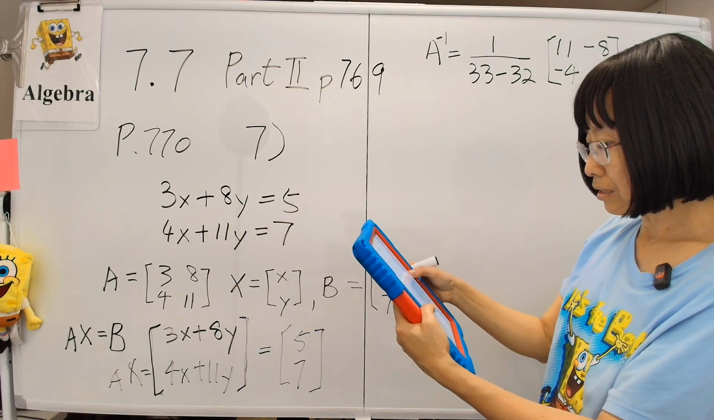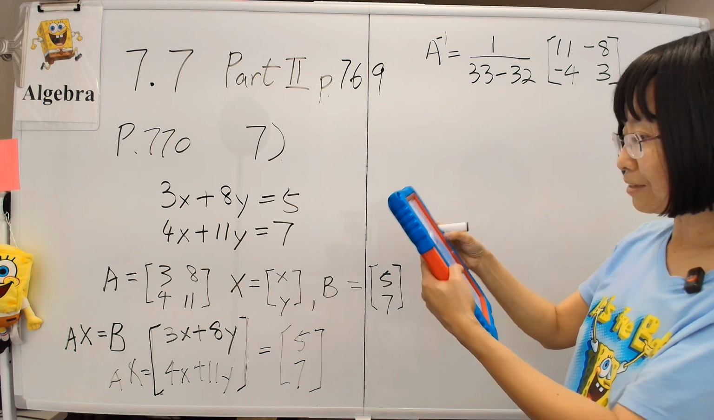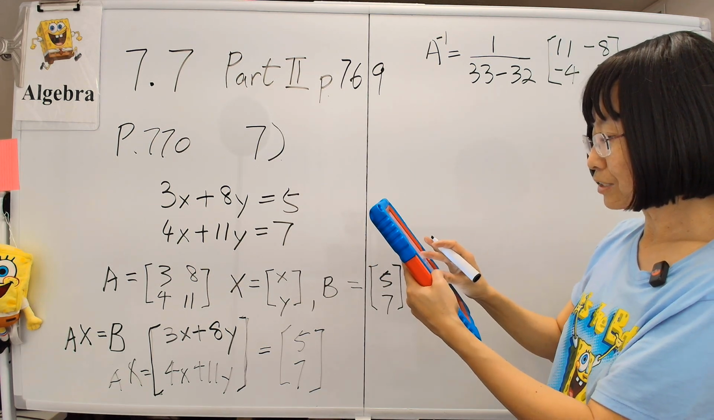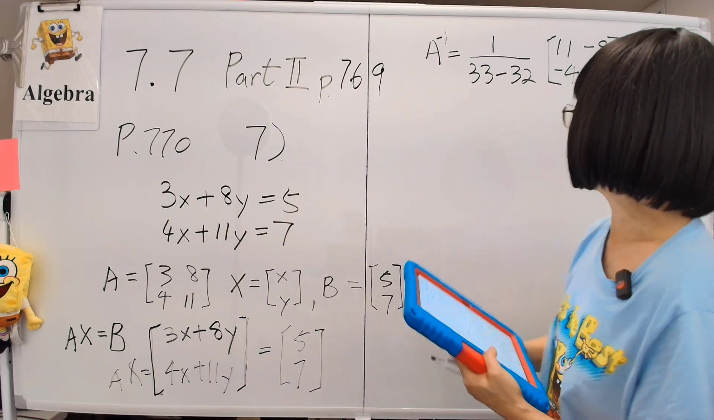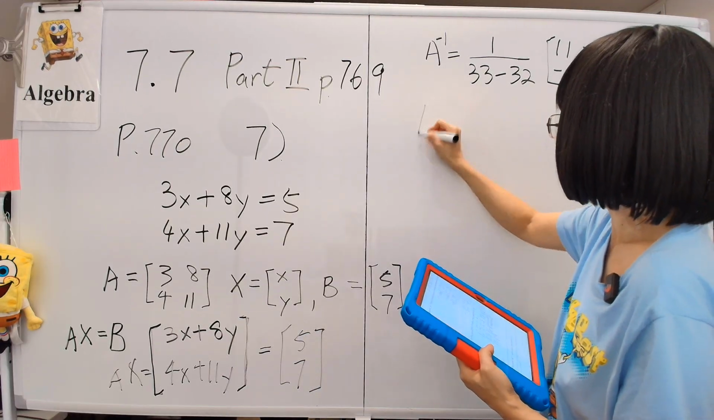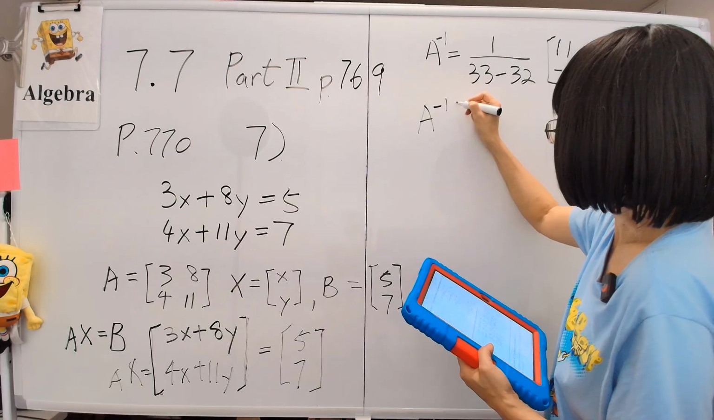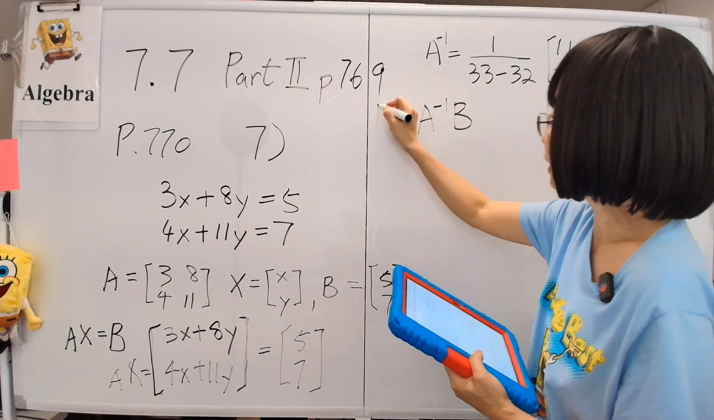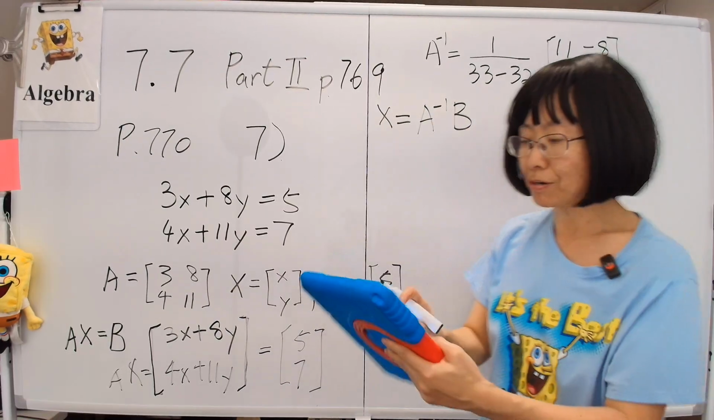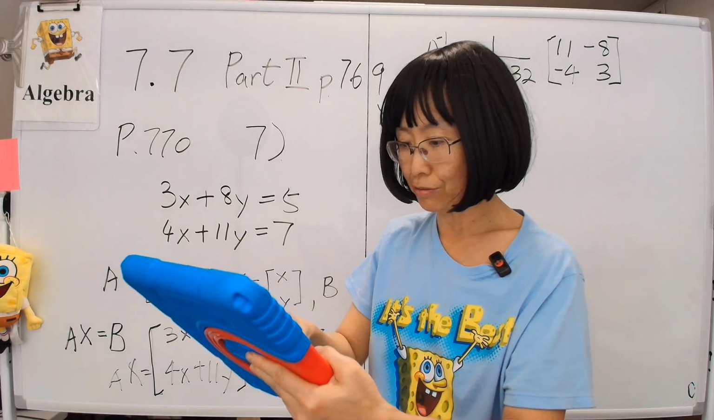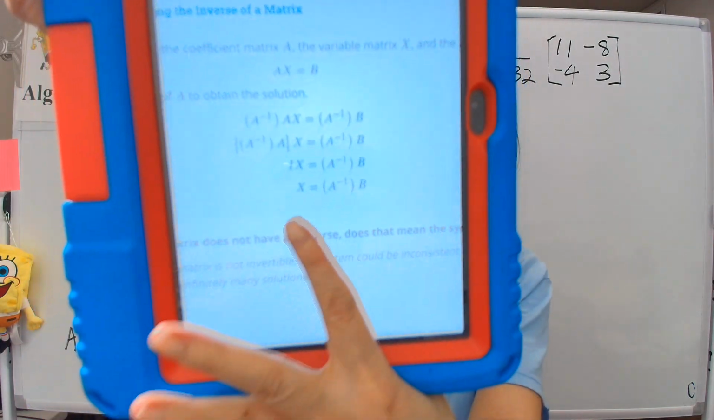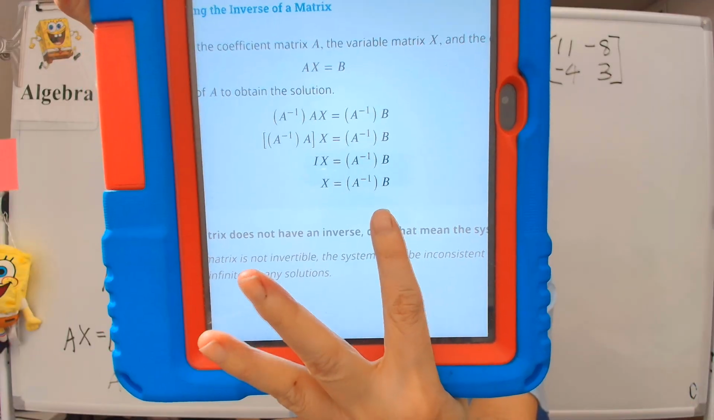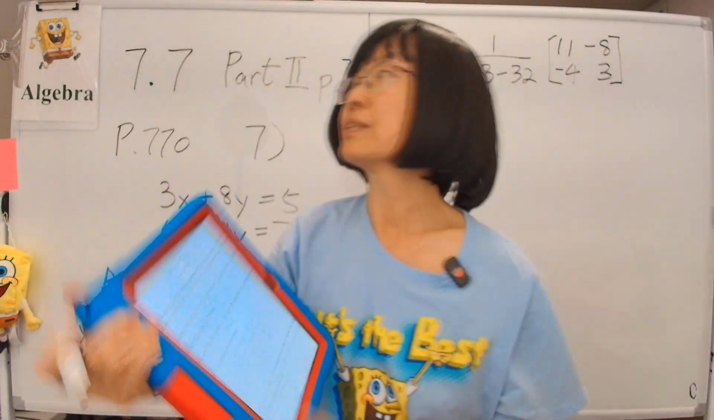And so we found out what A inverse is, and we're going to multiply A inverse by B. That is A inverse times B equal to X, okay? Because that is what the formula says on the previous page, which we will look at again. Okay, here on the previous page, see, it says X equals A inverse times B, and that's what we're going to do.